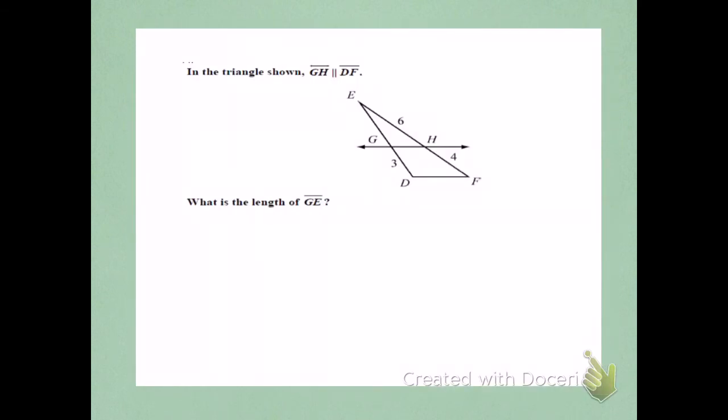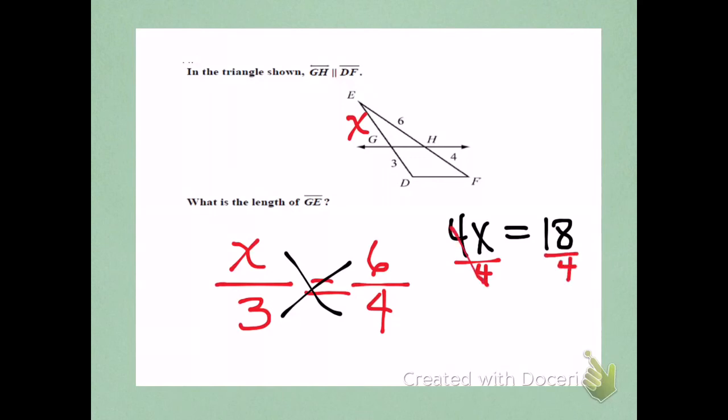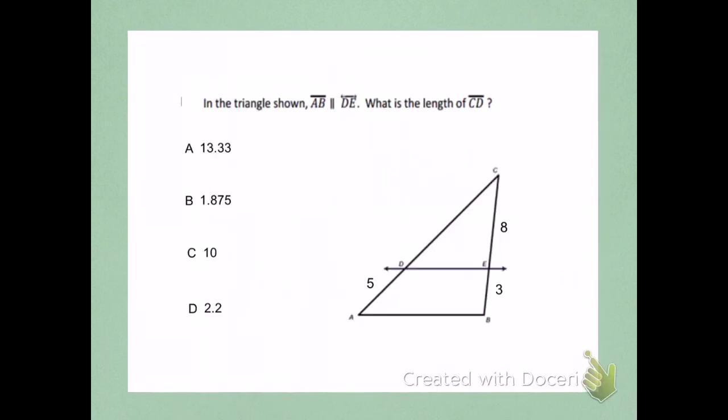In a triangle, GH is parallel to DF. What is the length of GE? So I would put an X on GE. I would set up my proportion. I like to put the numbers on the left side in the first fraction and match up the numbers on the right side. And when I cross multiply to get my answer, that's going to give me 4 times x is 4x, and 3 times 6 is 18. I want to use the division property of equality and divide both sides by 4 to eliminate the 4. So that tells me x equals 4.5. You do this one.